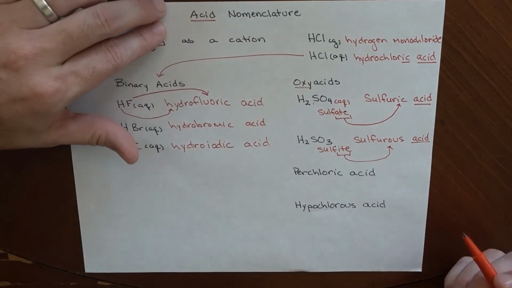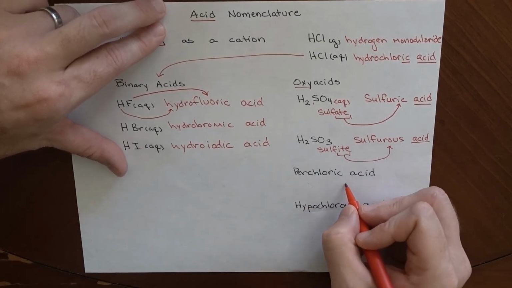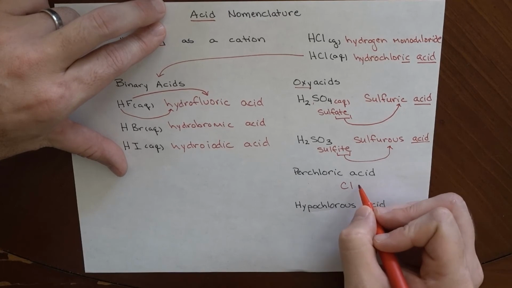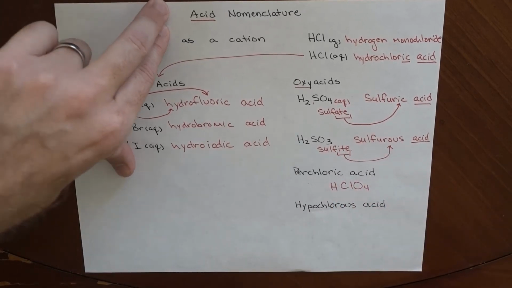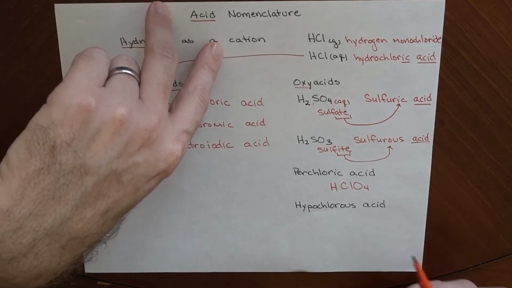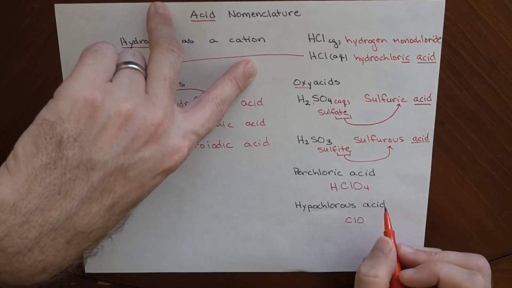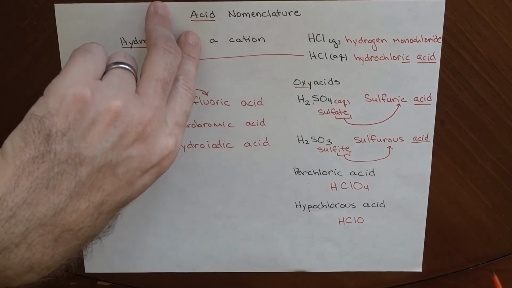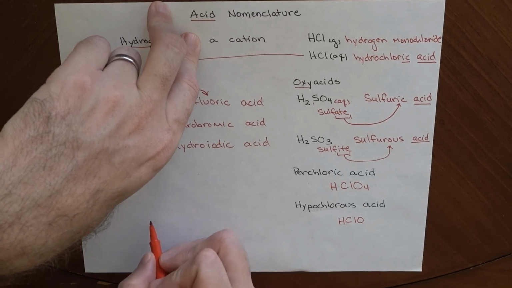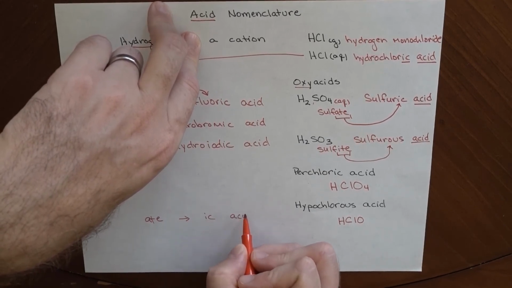Perchloric acid. Perchloric means that my anion is perchlorate. Perchlorate is ClO4 minus, which means that my cation is H, so HClO4. Hypochlorous acid, so hypochlorite is the anion I'm looking for, and that is ClO minus, and H has a +1 charge, so HClO. Okay, so again, anything that ends with an ATE becomes ic acid.